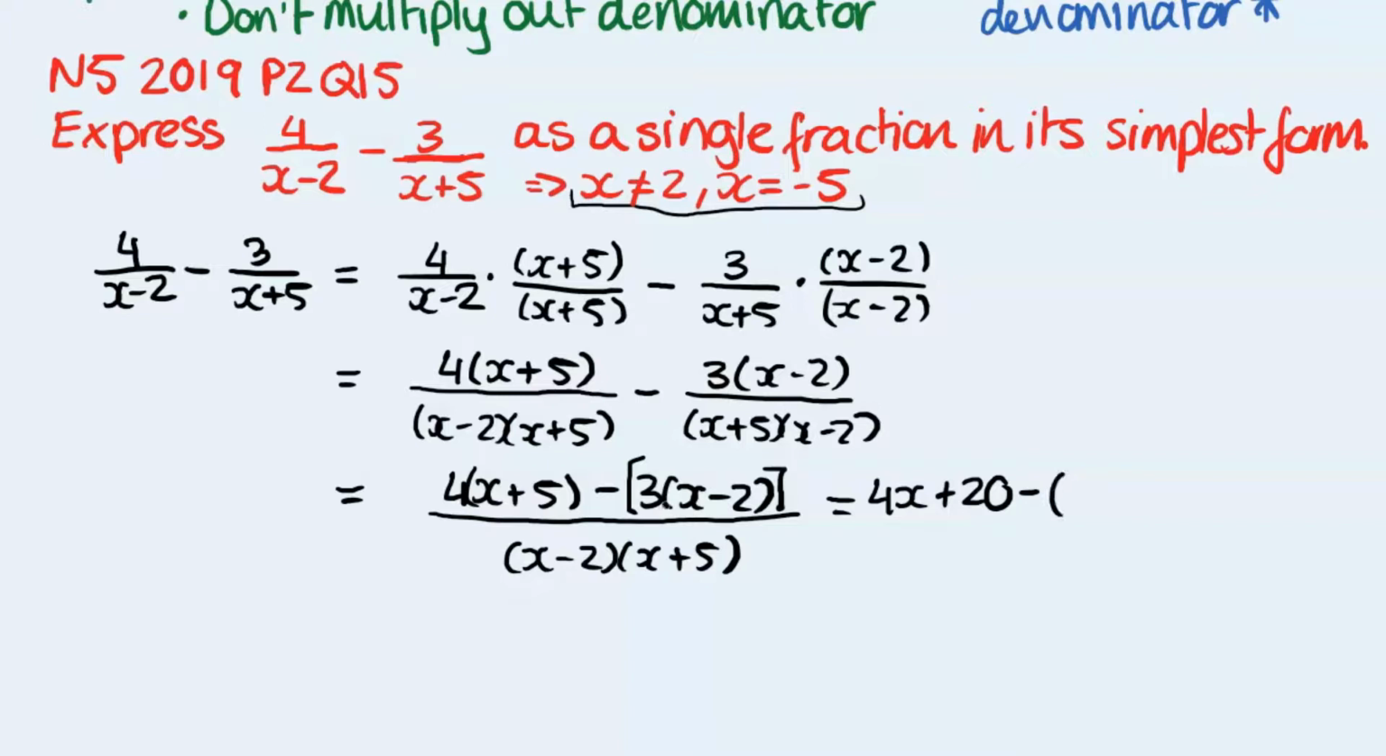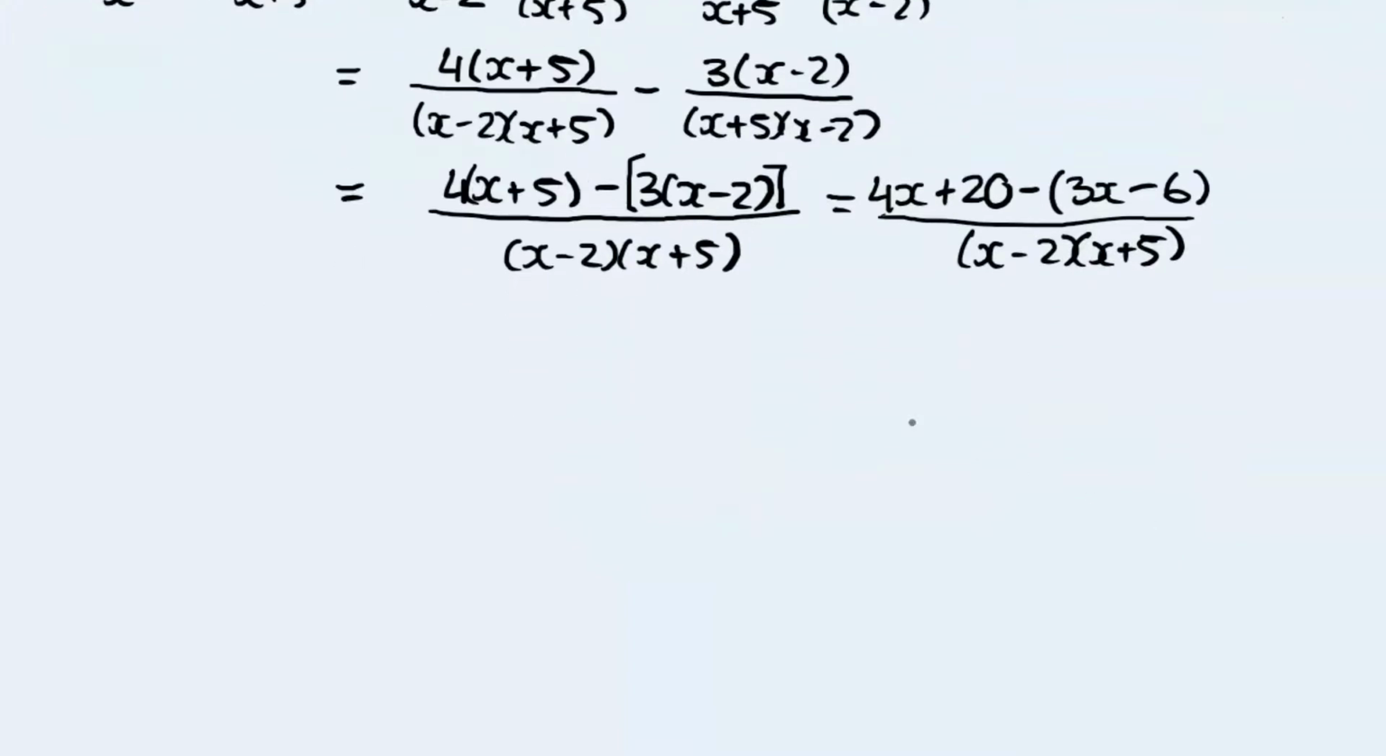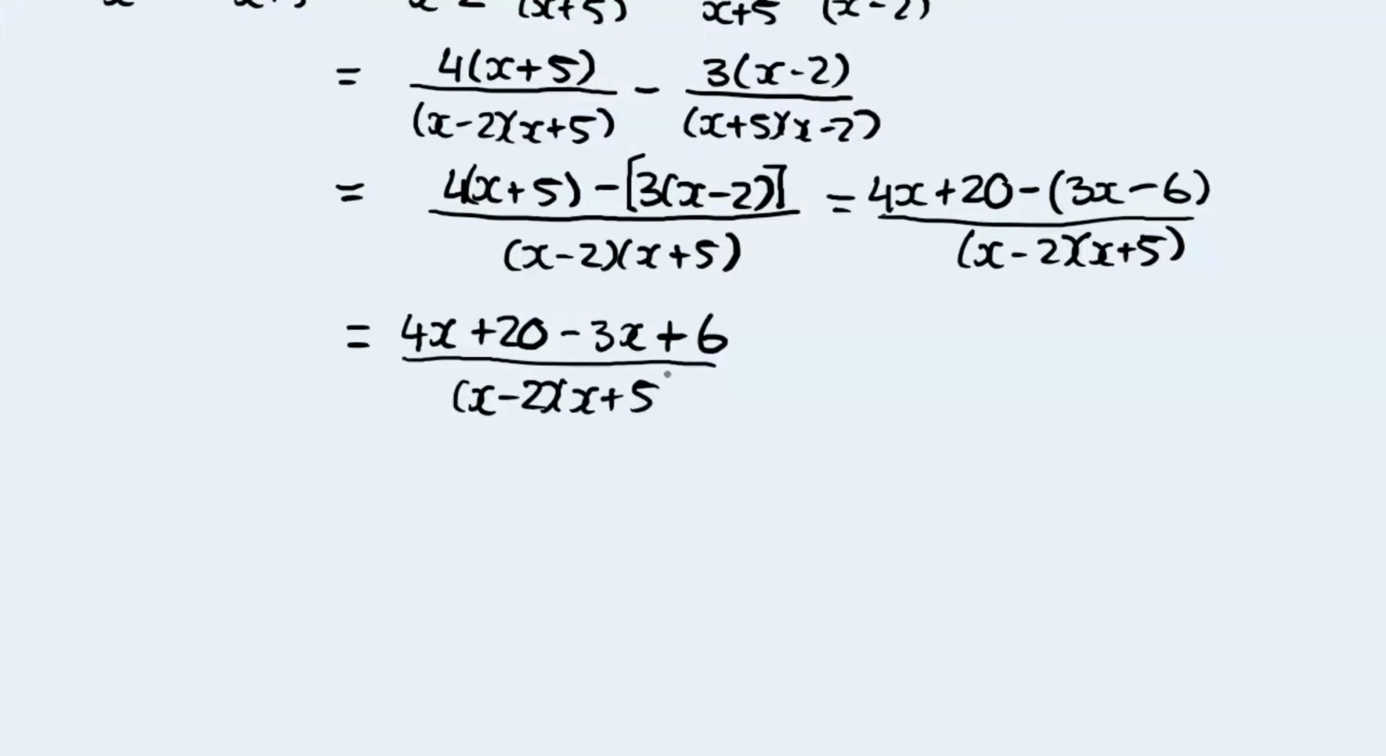So you have minus, so let's multiply it inside this square bracket. We have 3x minus 6, all over x minus 2, x plus 5. As I said, just keep the denominator in the bracket form. So let's keep going. So we have 4x plus 20, then we have minus 3x, and then we have positive 6, right? That's why I tend to put the brackets around it, just so I don't mess up with the minus here. So let's keep going. x minus 2, x plus 5.